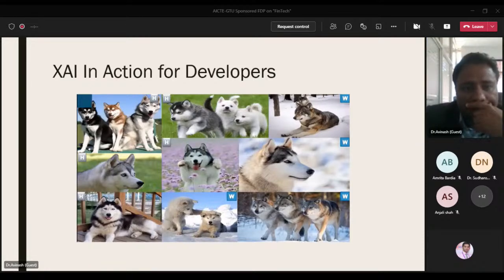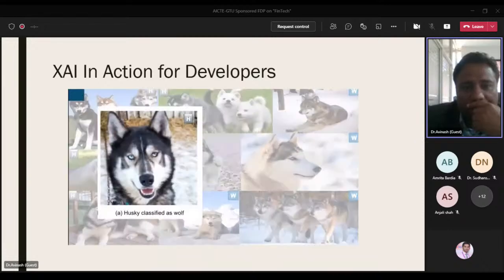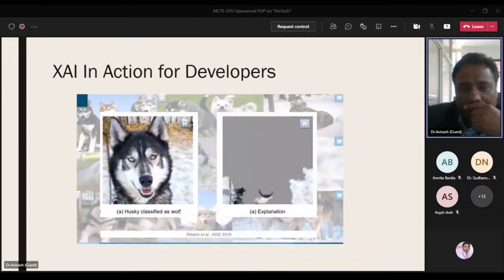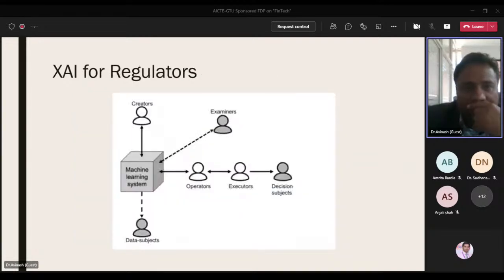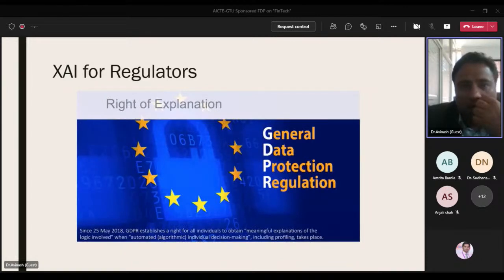So we can see that a husky is classified as a wolf. This is a particular dog variety. Then this is how we explain it: depending on some kind of feature, such as the ears, on which it is classified. So this is another thing we have to understand about explainable AI.